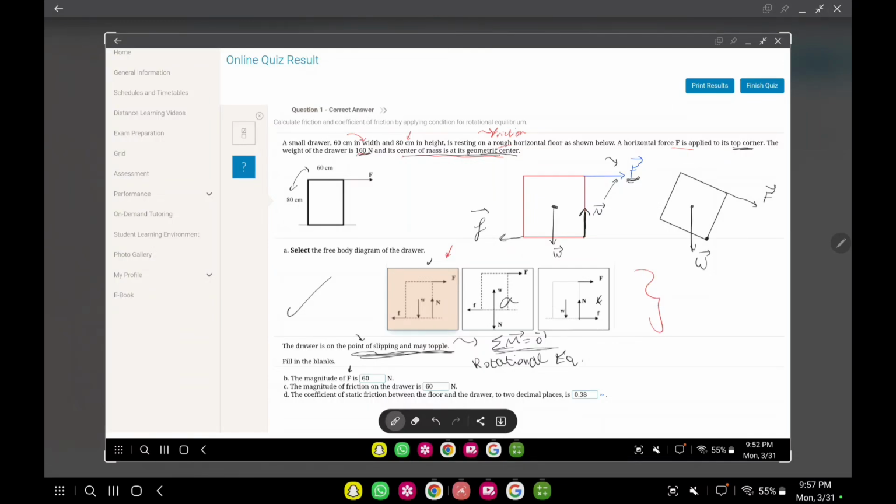Since we know that the sum of all moments is equal to 0, can't we easily find each moment, add them, set them equal to 0, and then find how much F is? Of course we can. Let's start. As you can see here, this is why they asked us to find the free body diagram. We have 4 forces, so let's find the moment for each one.